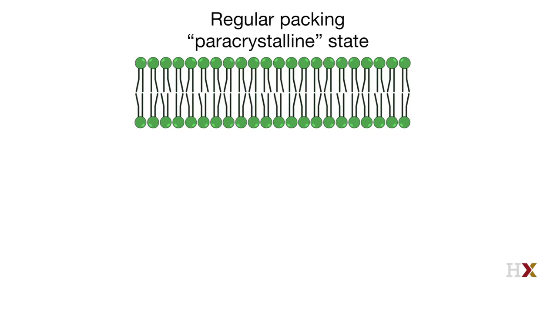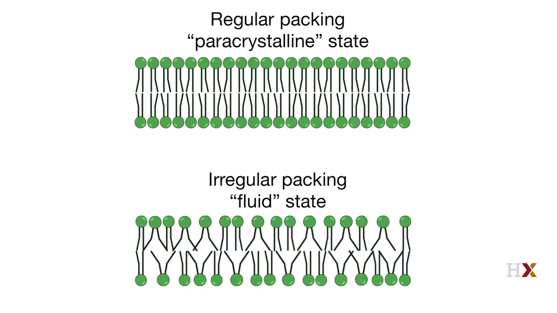In contrast, if you have a membrane that contains phospholipids with short, unsaturated fatty acid tails, the packing is looser, the membrane will be more fluid, and the membrane is said to be in a fluid-like state. At physiological temperature, a membrane exists in a state that is intermediate between the paracrystalline and the fluid-like state.